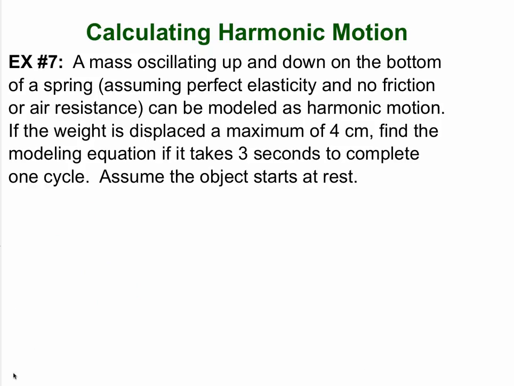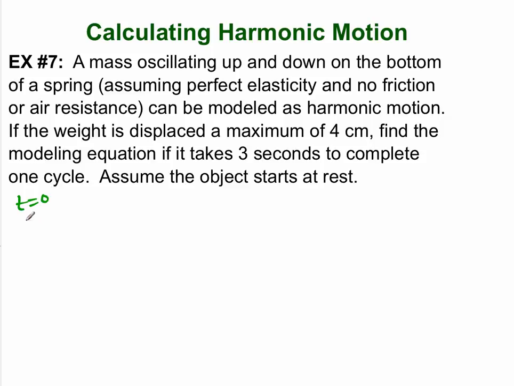Now let's calculate some simple harmonic motion. A mass oscillating up and down on the bottom of a spring can be modeled as simple harmonic motion. If the weight's displacement is a maximum of 4 centimeters, find the modeling equation if it takes 3 seconds to complete one cycle. Assume it starts at rest. So let's assume it starts at the origin when t equals 0.